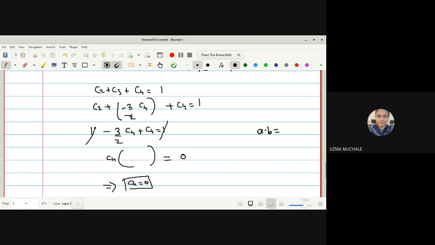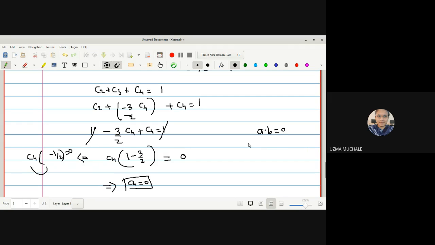A into b equal to 0. Let me check here. 1 minus 3/2, what will be the value of this? c4 into minus 1/2 equal to 0. So minus 1/2 is non-zero, so therefore the product of these two is 0. If the product of these two is 0, then obviously c4 should be 0. Here we are using the concept of without zero divisor.